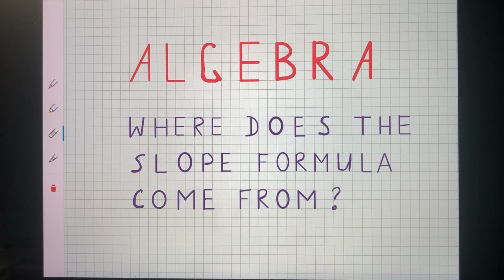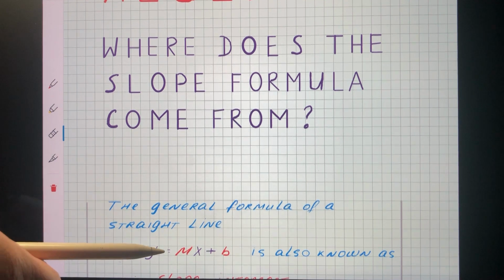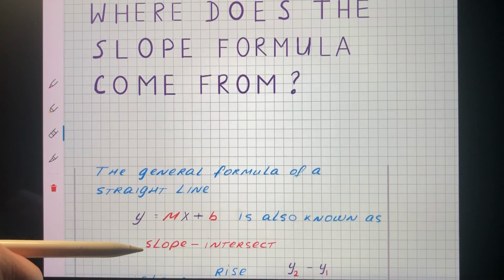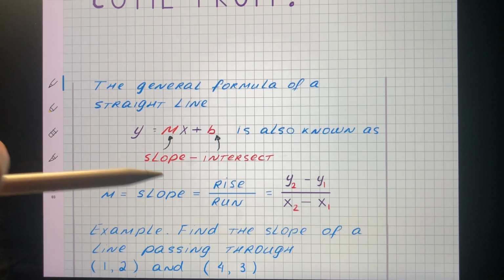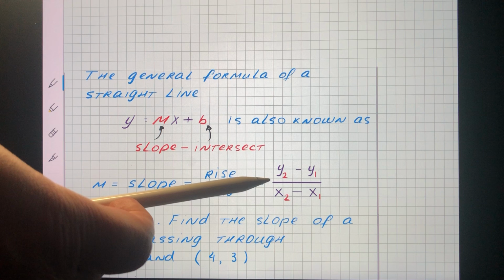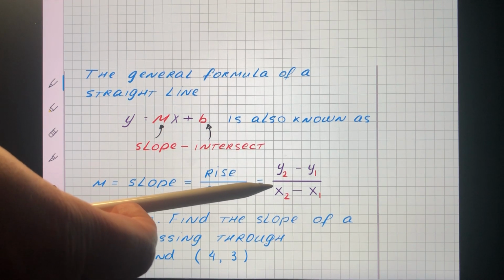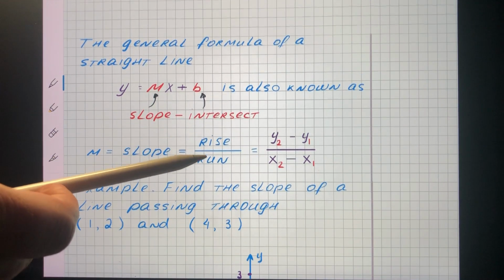The general formula for the equation of a straight line is y equals mx plus b. It is also known as the slope-intercept formula because in this formula the m stands for the slope and the b is the y-intercept. The slope can also be found by using the ratio rise over run. There is also a formula that can find us the same exact answer, and oftentimes, this is exactly the formula that we would use, not the rise over run.